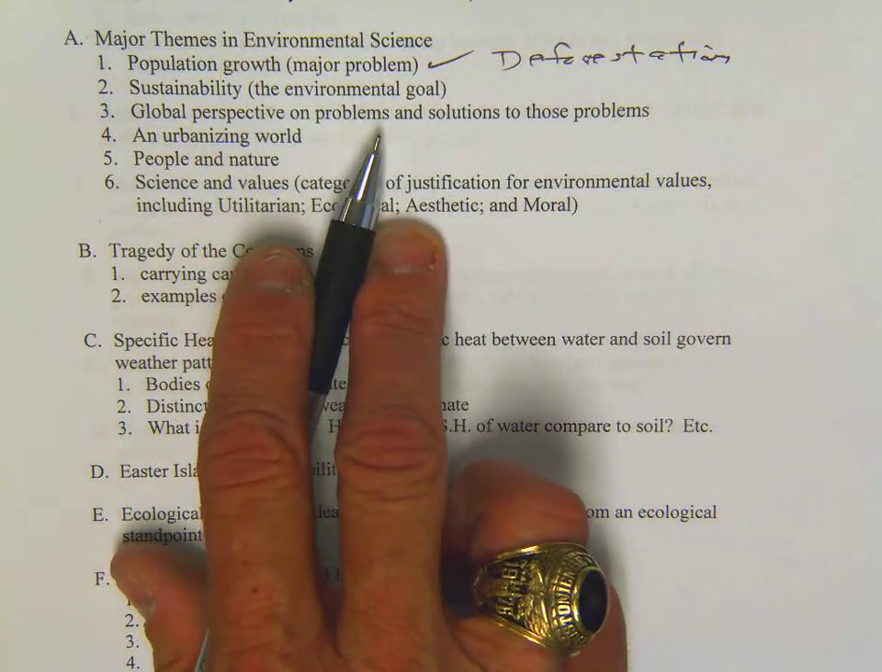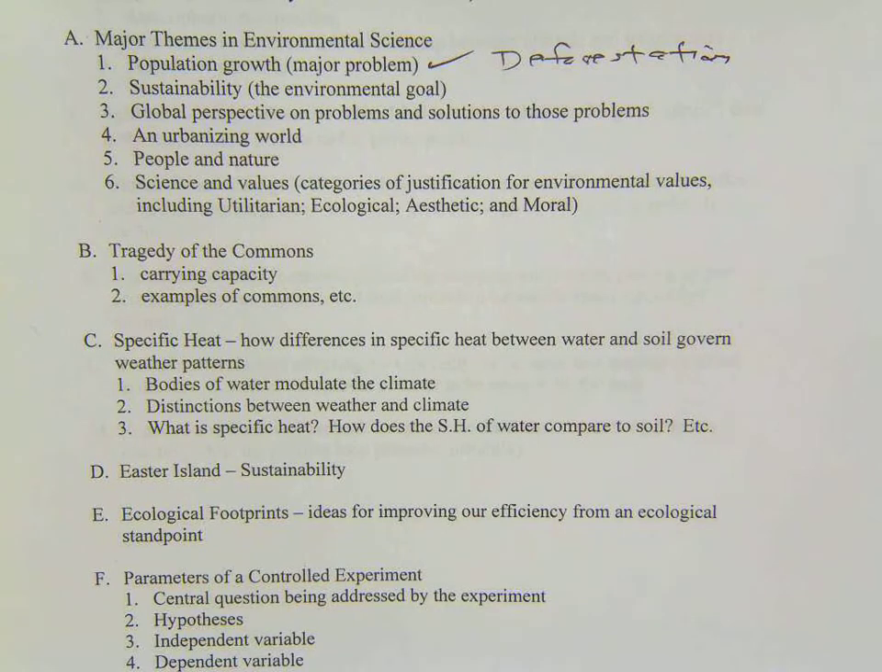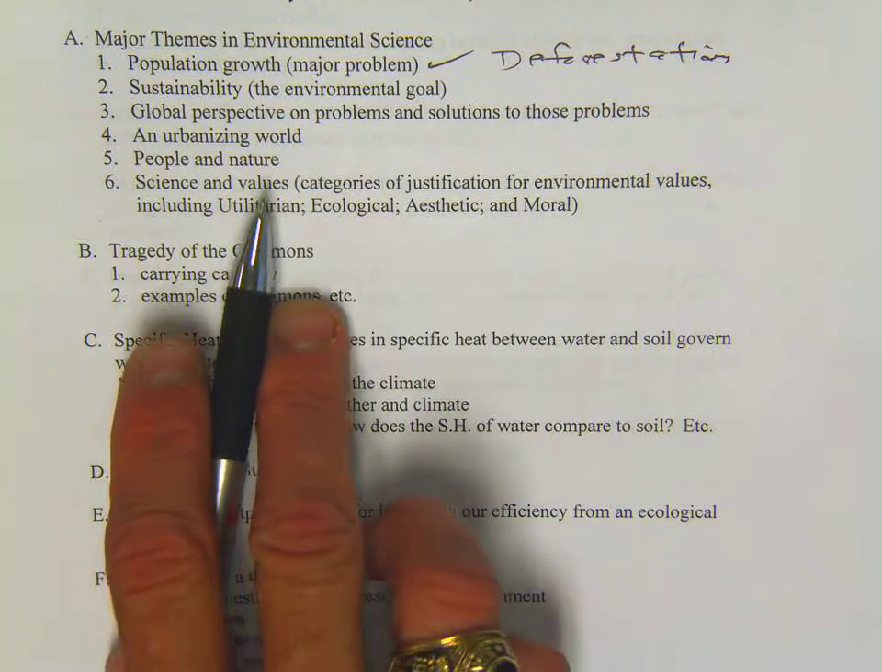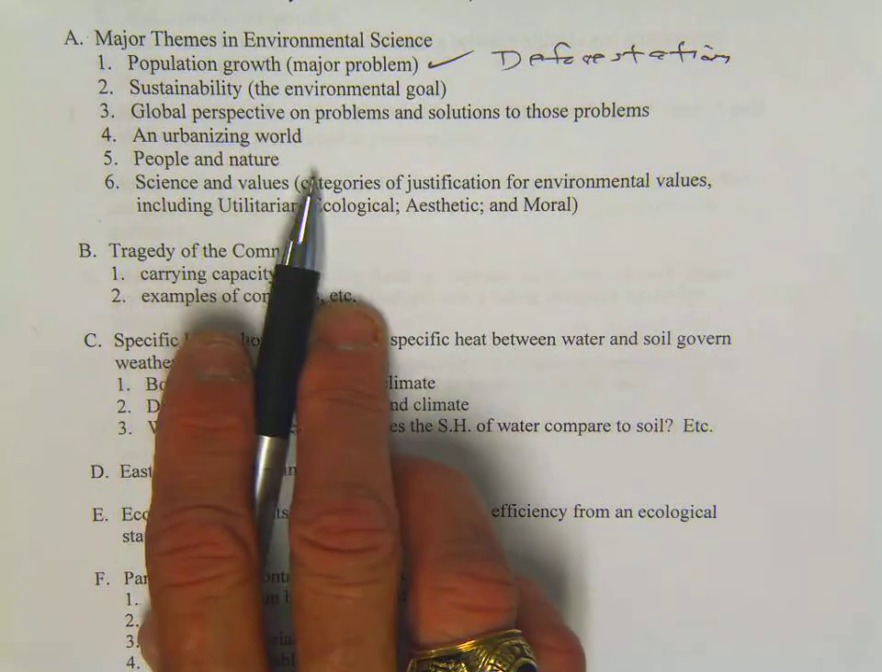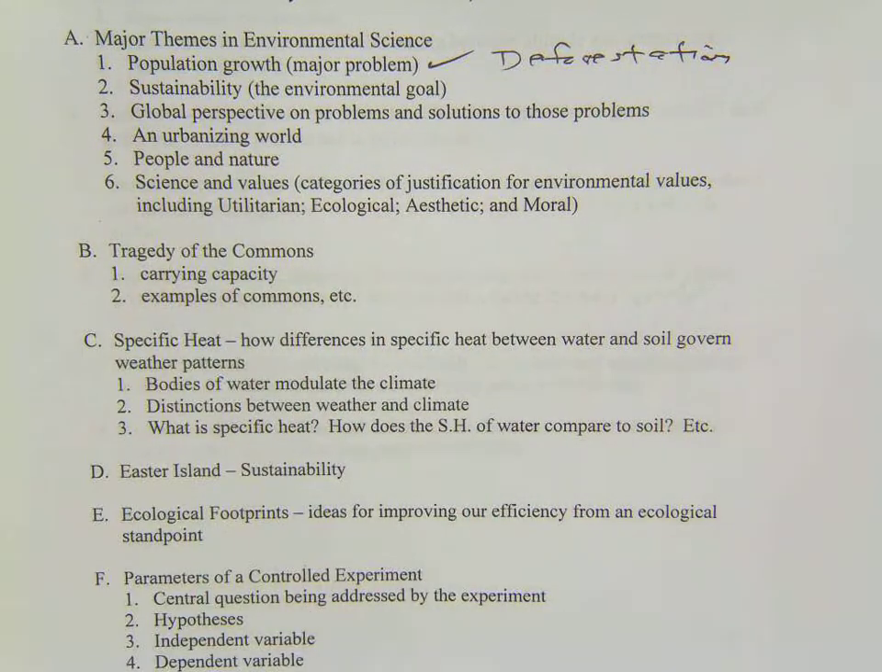We need to think about global perspectives on problems and solutions. When we talk about the environment, we're really not talking about just the environment in the United States. We're talking about the environment in China and Europe, and how does that impact us? An urbanizing world, this trend toward moving towards cities. People and nature, what's the impact? What impact do we have on nature?